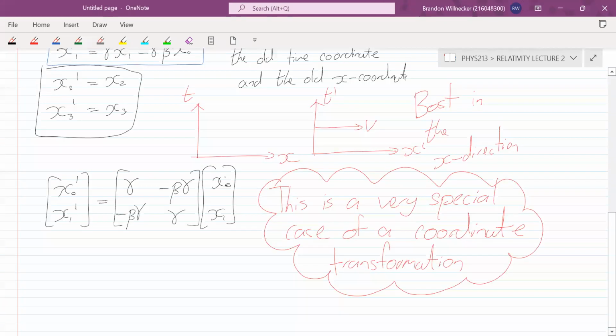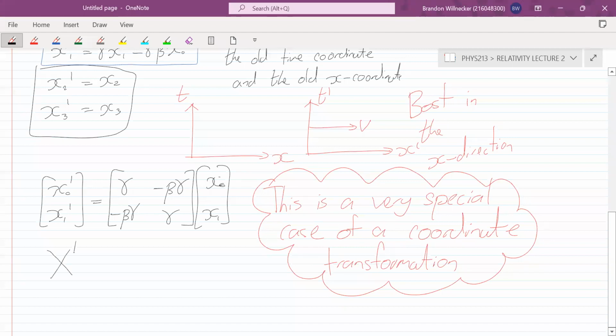So another way of writing this is x prime. This is the so-called position vector in Minkowski space. But I don't like calling it that because position shouldn't be a vector. Position is a point. A point is labeled with a coordinate, not with a vector. So we have x prime is equal to, we usually call this capital lambda, like an L for Lorentz transformation, and then x, like that.